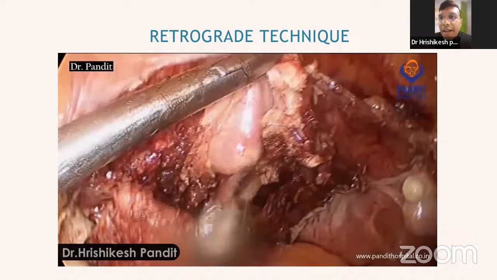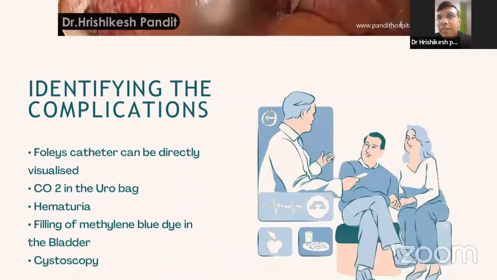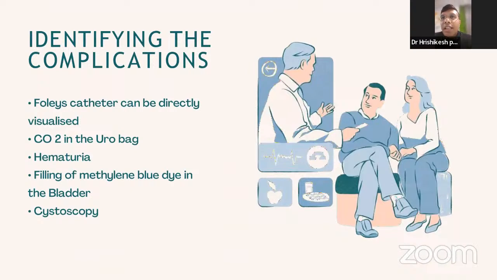So this is the entire bladder, which is intact. But if the complication has happened, then what you can visualize is the direct Foley's catheter through the bladder. The CO2 gets filled in the urobladder. You can see the hematuria.